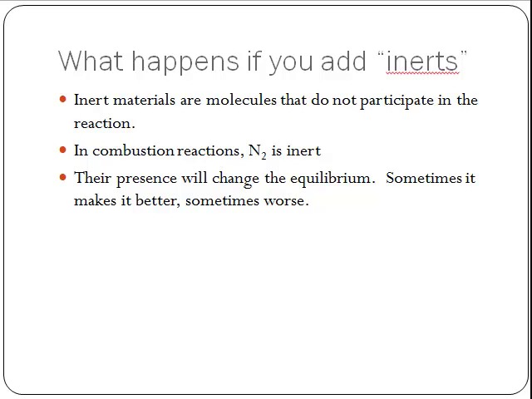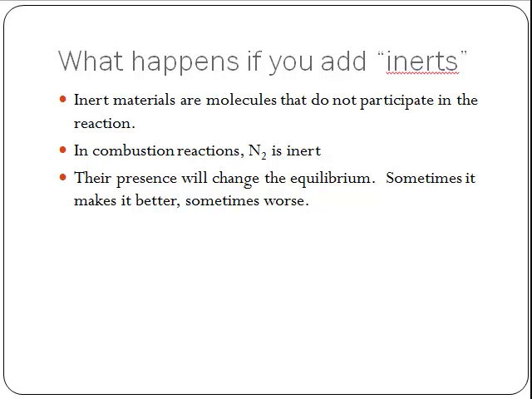Now finally, what happens if you add inerts? Inerts are molecules that don't actually participate in the reaction. So when we did our combustion reactions, we had nitrogen that was carried along with the air. Nitrogen was an inert, okay? It did not actually participate in the reaction, it just was present. But the presence of these inert substances will change the equilibrium. Sometimes it will make it better, sometimes it'll make it worse. But it's important to include them when we do our calculations.